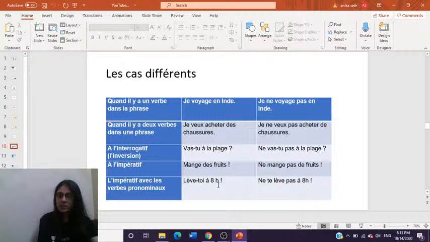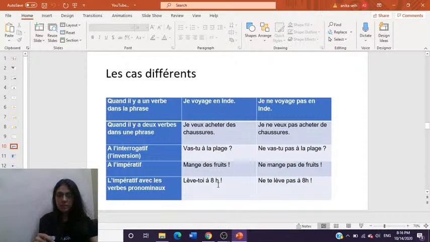Then à l'interrogatif, in case of the inversion of the interrogation. So in the inversion, what happens? Your verb comes before the subject pronoun. Now over here, ne will be placed as usual before the verb, but pas will be placed after the subject pronoun. So ne vas-tu pas à la plage? So ne vas-tu over here, verb aller plus tu as the subject pronoun and pas after that, because we take this as one single unit.